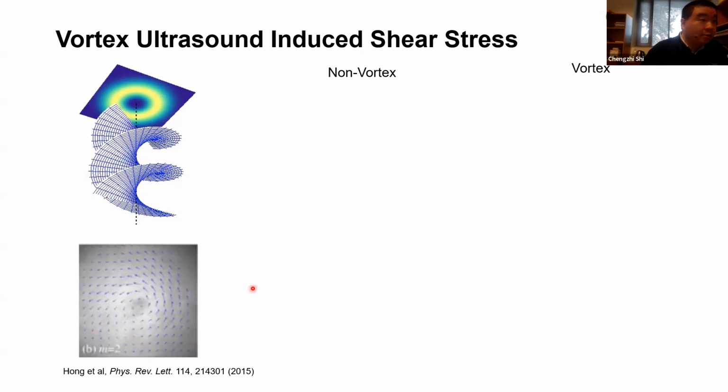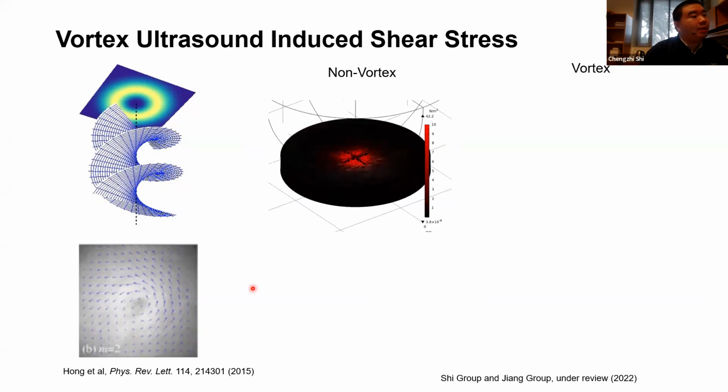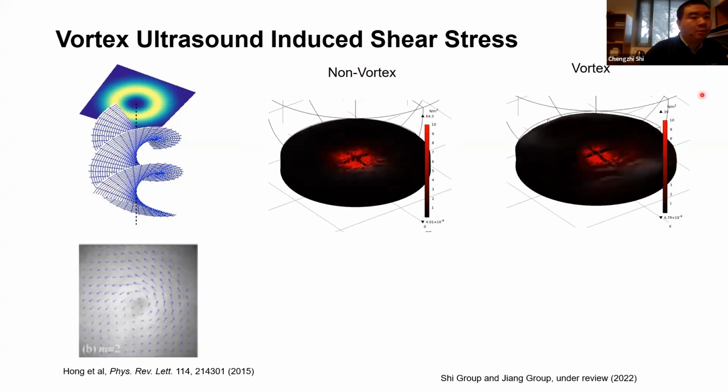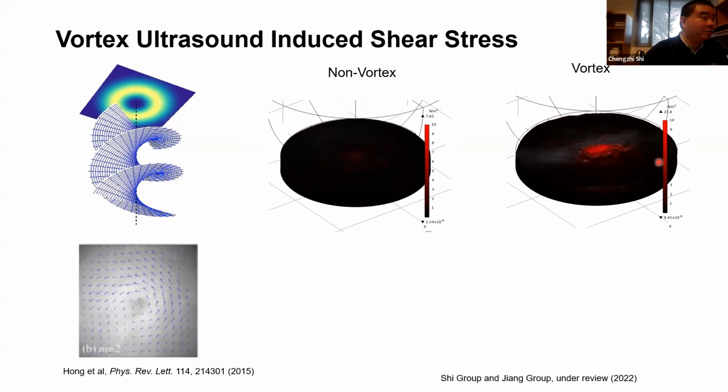Okay, so we did the full wave simulation for the blood clot. You can see that the traditional non-vortex endovascular ultrasound just results in this normal stress, which just pushes the blood clot back and forth in the longitudinal direction. With the vortex ultrasound, it will result in a shear along the azimuthal direction.